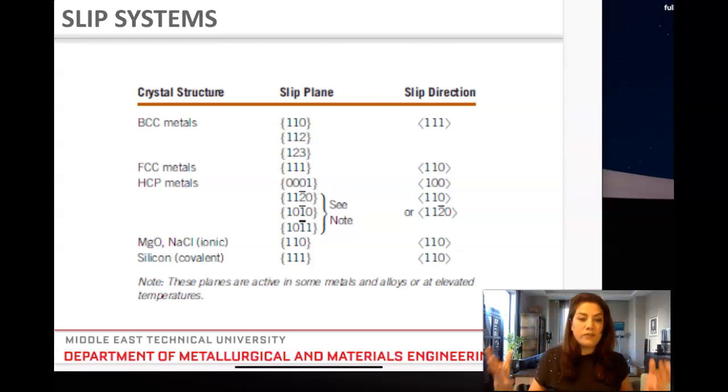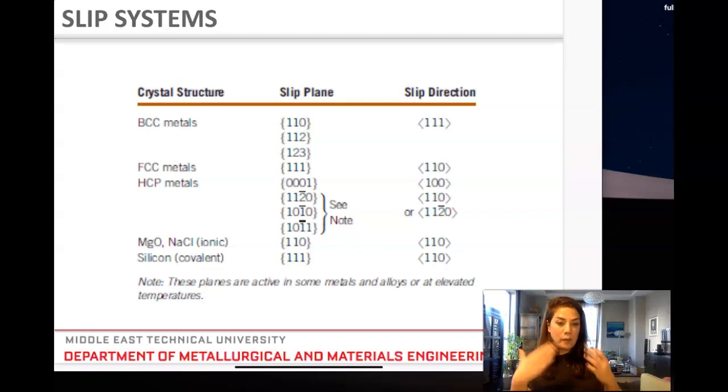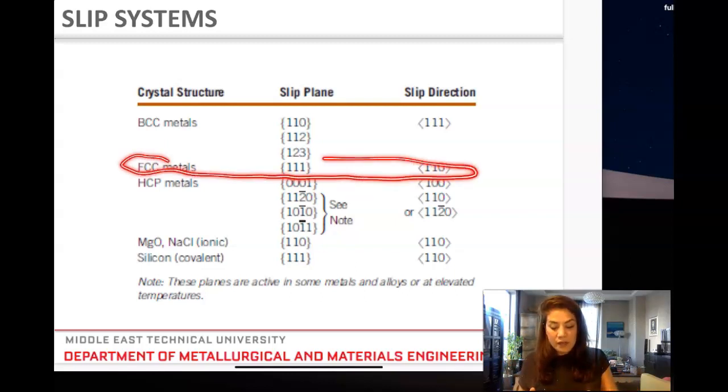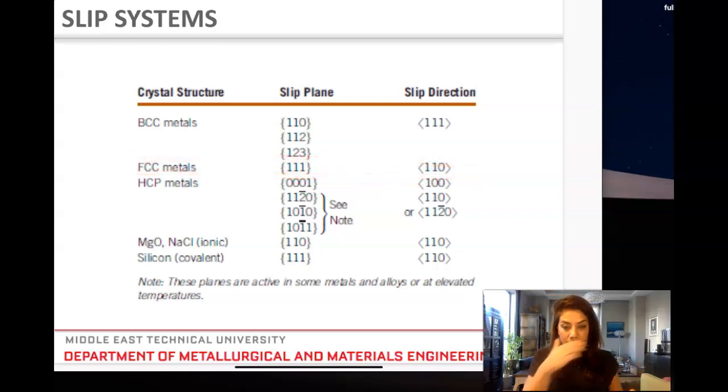So let me revisit the slip systems. The slip systems are defined as mostly dense packed planes and directions, especially for FCC, which is a close packed structure. All these slip systems are active. But in BCC and HCP, for example, yes, there are slip systems, but they are not as active. They're not as densely packed as FCC metals. They sometimes need a little thermal activation.